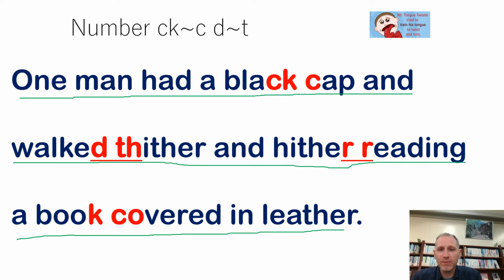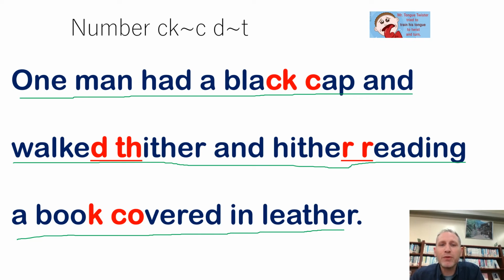One more time slowly. One man had a black cap and walked thither and hither, reading a book covered in leather. Okay, so now I'm going to read it quickly, and you try to read it quickly as well. Here goes. One man had a black cap and walked thither and hither, reading a book covered in leather. Ugh, that's difficult. One more time. One man had a black cap and walked thither and hither, reading a book covered in leather. Okay, so try that on for size. Good luck.